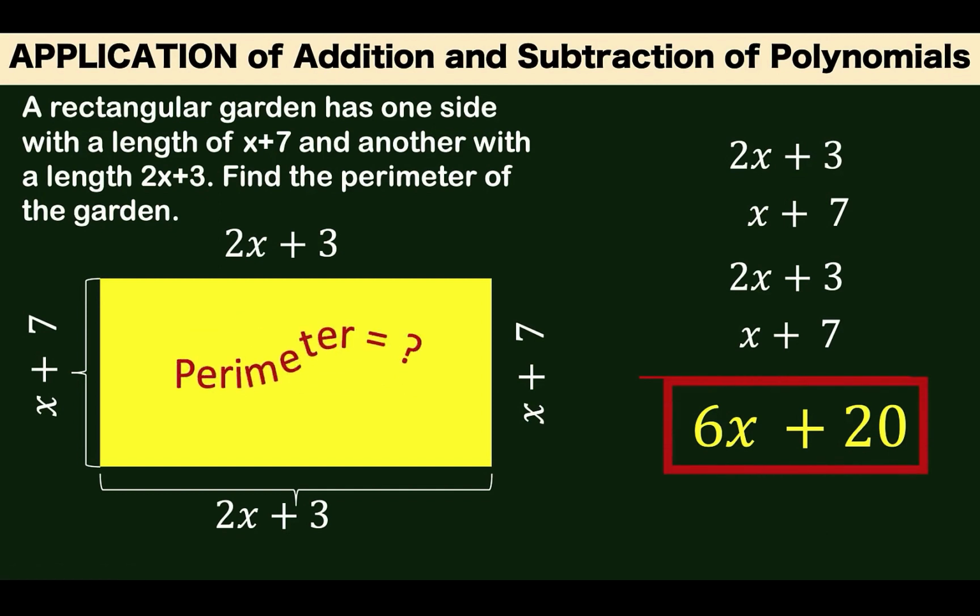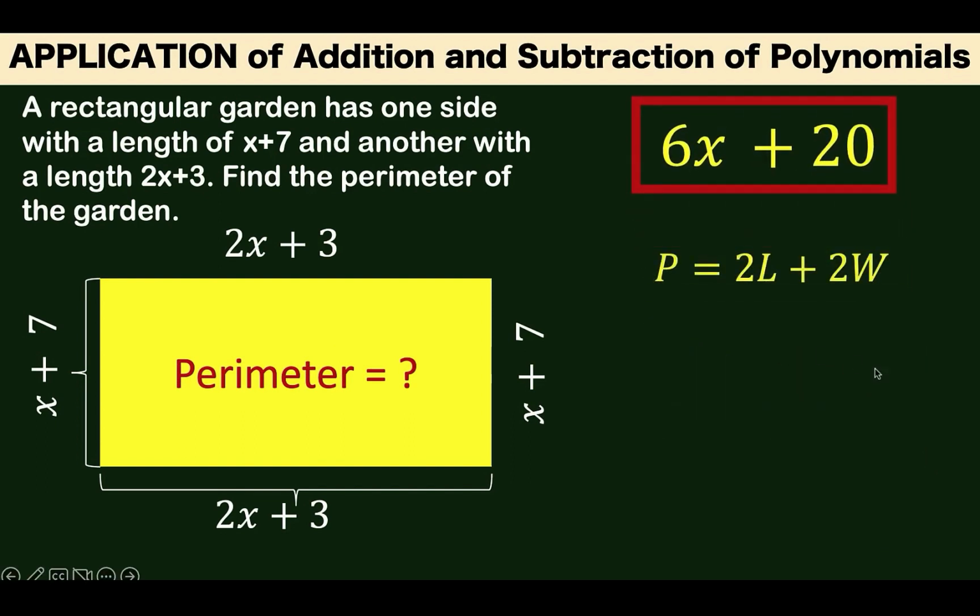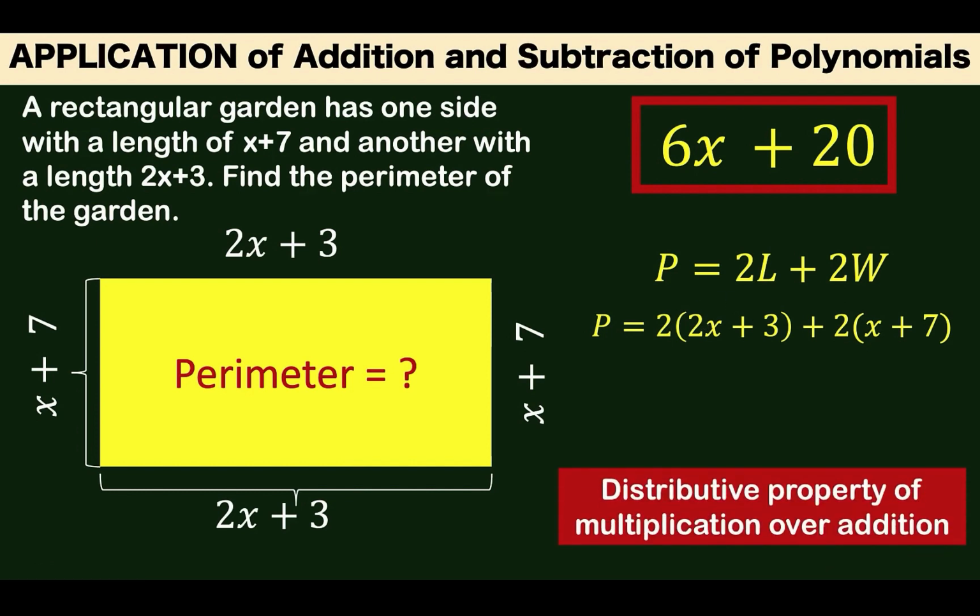Now, how about if we use that formula? P is equal to 2L plus 2W. Let's see what happens. You have 2 times our length 2x plus 3 plus 2 times our width of x plus 7. Now here you have a monomial times a binomial. We are going to perform what we call the distributive property. Here, you distribute the monomial factor to the binomial factor.